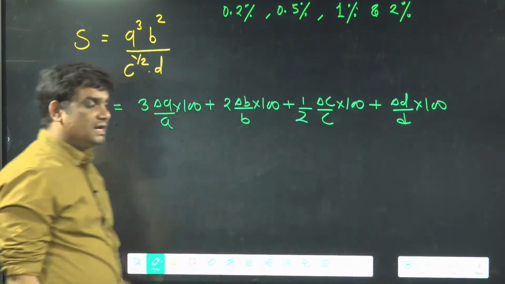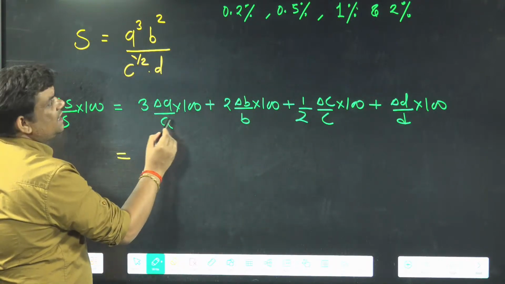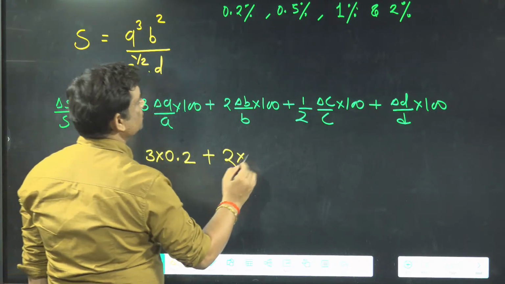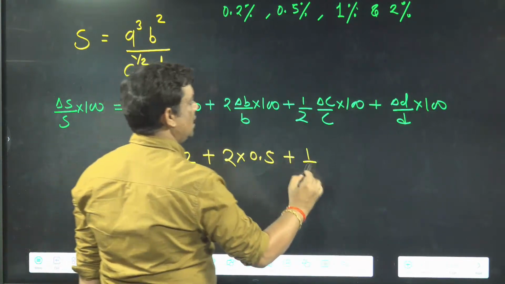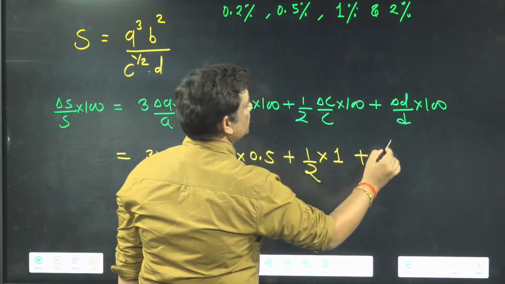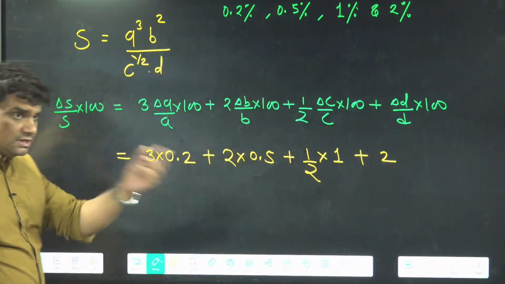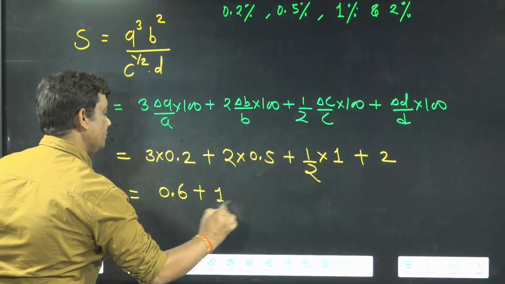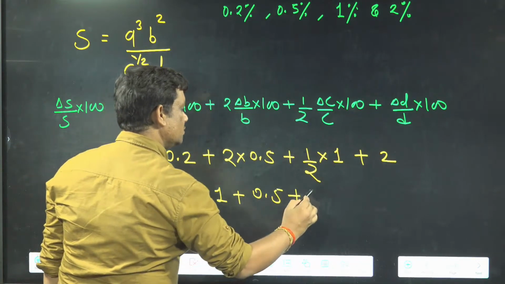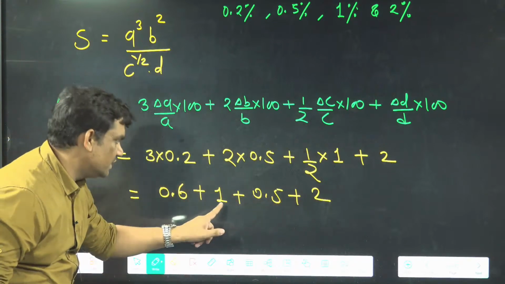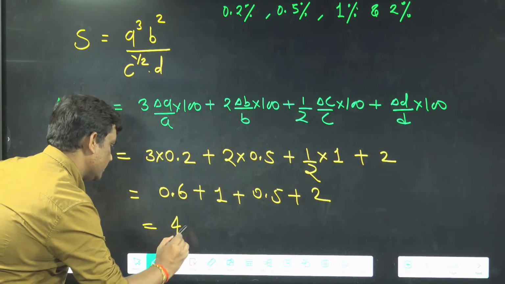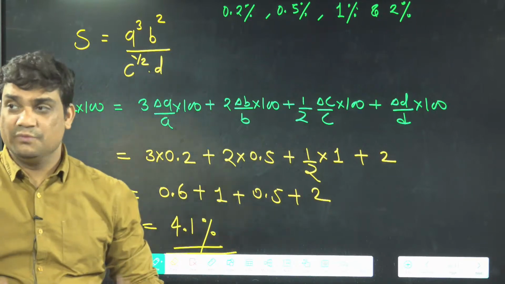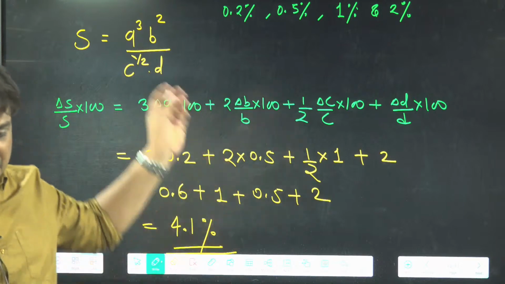Now, what can we write here? Percentage error in A is 0.2, so 3 into 0.2, plus 2 into 0.5, plus half, delta C is 1, plus delta D is 2. Just putting all the values, this becomes 0.6 plus 1 plus 0.5 plus 2. So now we can say 2, 1, 3, and this will be 4.1%.